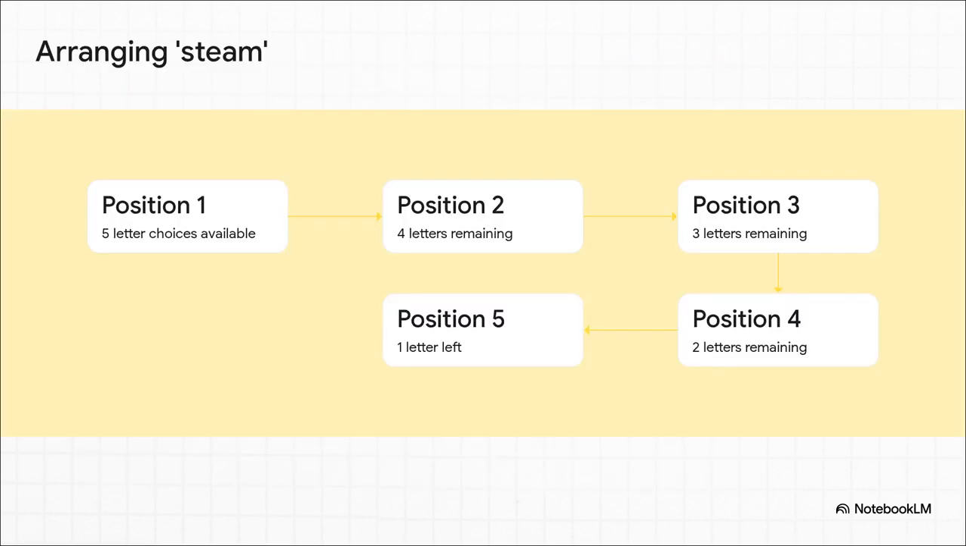Let's visualize this. Take the word Steam. It has 5 unique letters. For the first spot in a new arrangement, you have 5 choices, right? S, T, E, A, or M. Once you pick one, you've only got 4 letters left for the second spot, then 3 for the next, and so on, until you're left with just one final letter for the last spot.